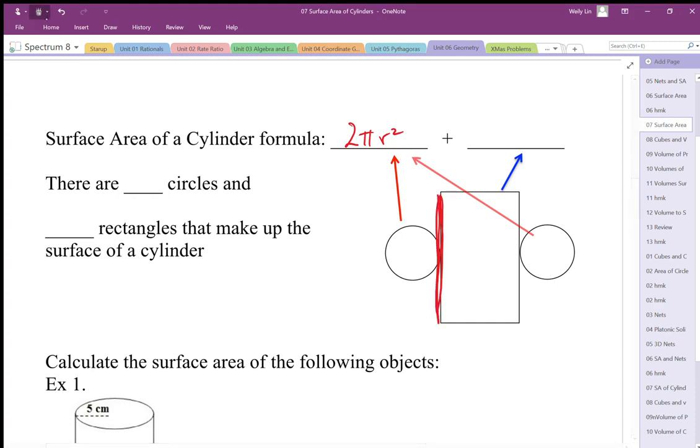So it's going to be, I'll do the blue here, it's going to be 2 pi r, which is the circumference. We'll draw that in like that. Okay, times the height. Okay, this would represent the height here. So there's 2 circles and 1 rectangle that make up this surface, and this is what we're going to use to calculate the surface area of a cylinder.